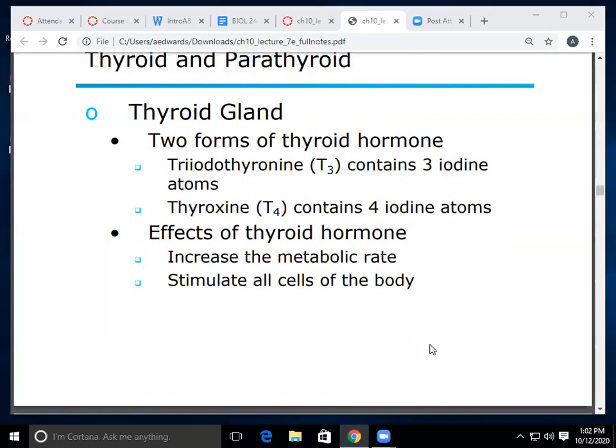So what are the effects of this thyroid hormone? Well, it can increase your metabolic rate, okay? Increase the rate of those chemical reactions in your body. And its effects are all over the body, okay? It's not specific to one area.